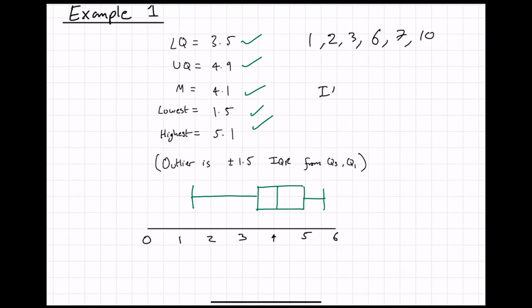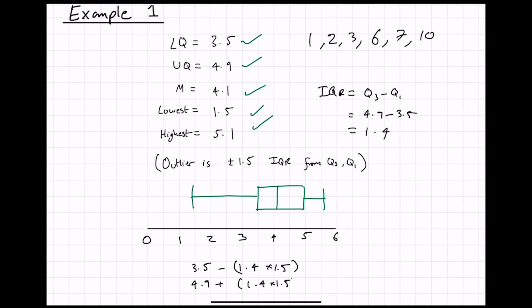The interquartile range for this question is just Q3 minus Q1, which is 4.9 minus 3.5, which is 1.4. So my outliers should be 1.5 times the interquartile range away. What's my lower quartile? It's 3.5. Take away 1.4, which is the interquartile range, times 1.5, which is my k value. And my upper quartile is 4.9, so plus 1.4 times 1.5. These two will give me the range which is allowed.